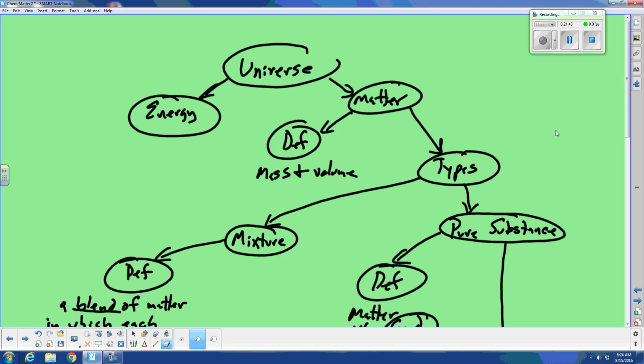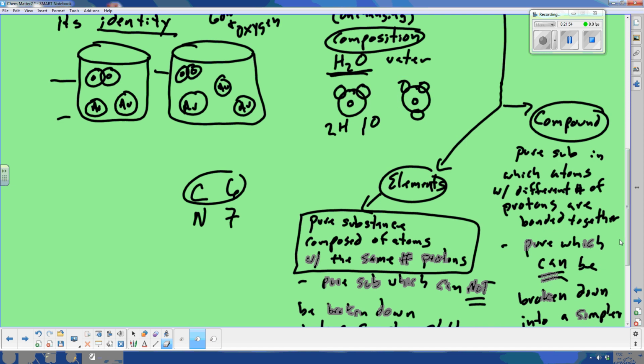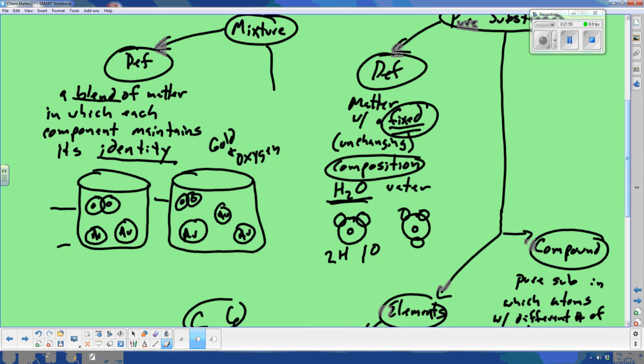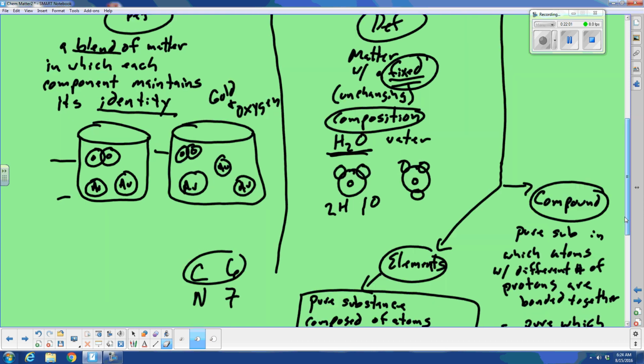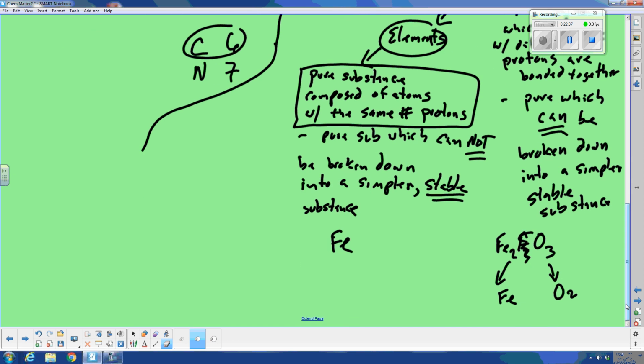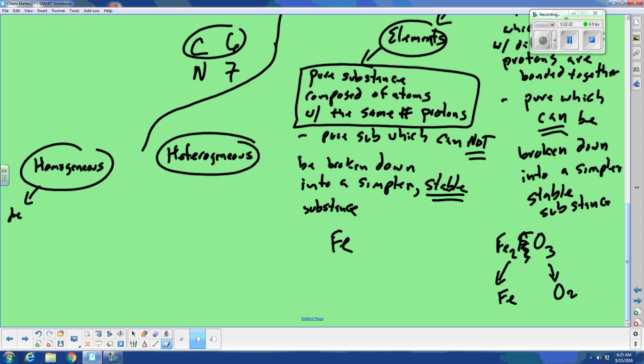What's the difference between our types of mixtures? So we want to work off of mixtures up here. So let's come down, and we want to talk about the 2 types of mixtures that we're going to run into. And they are homogeneous and heterogeneous. Good. Those are our 2 types. Let's go with the definition. What is the definition of a homogeneous mixture?